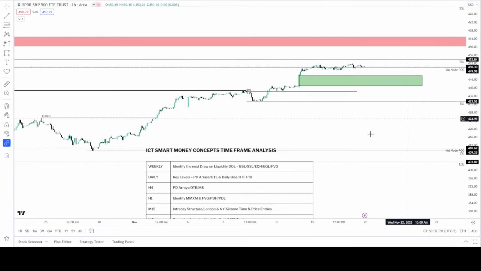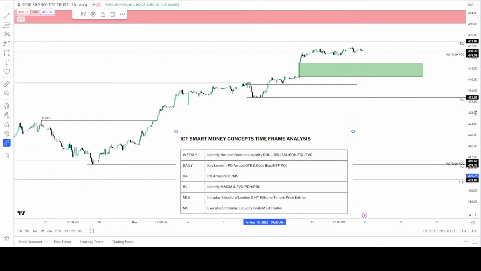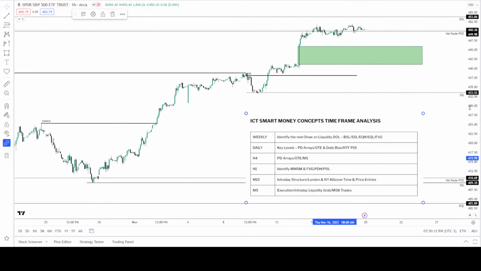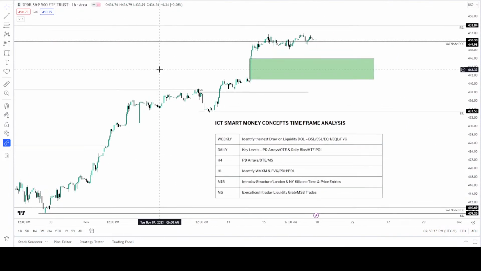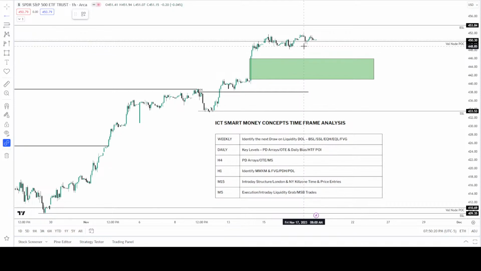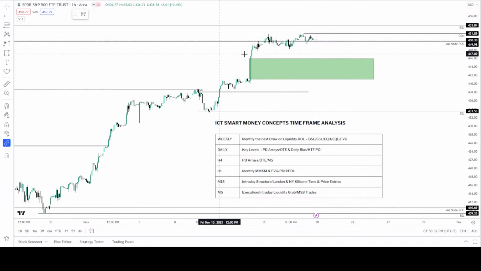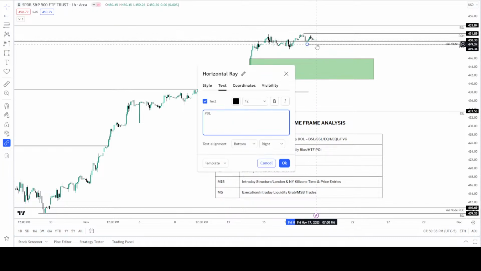But that's the fair value gap of interest there. And then we will look at previous day high, previous day low. So we got Friday. Let's blow this up a little bit more. All right, so Friday's high and low. So there's Friday's high, previous day high. And then Friday's low, previous day low. So that gives us a range.